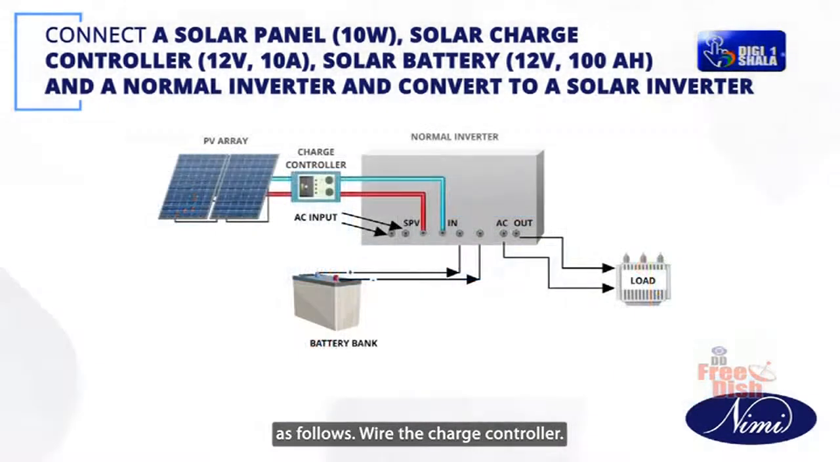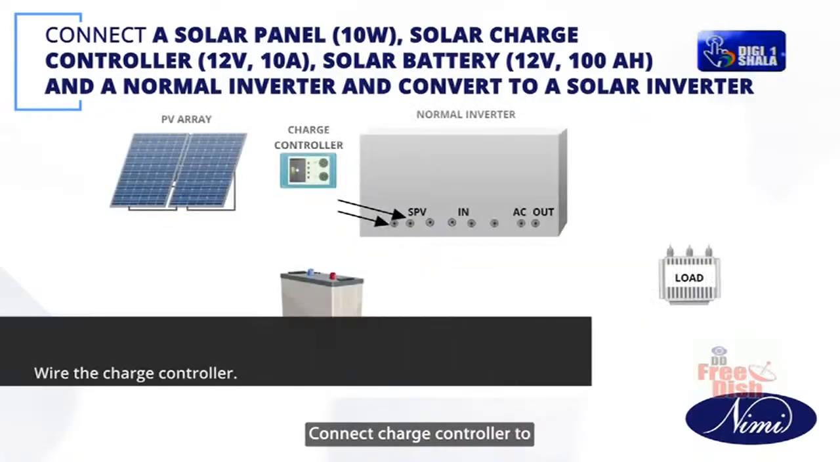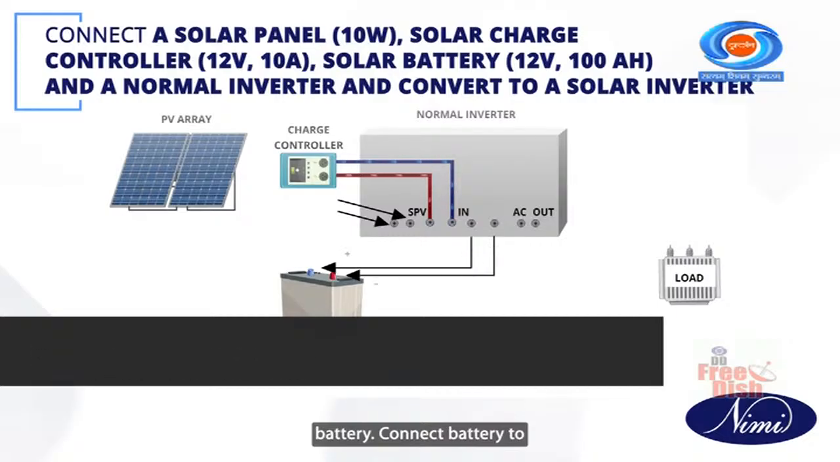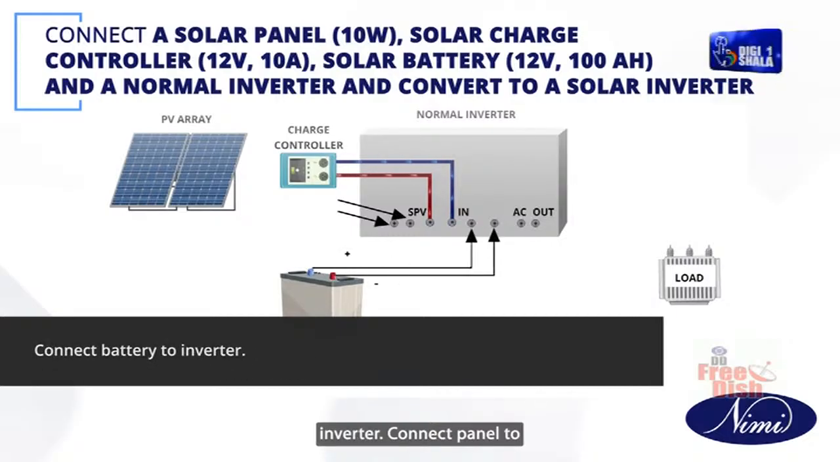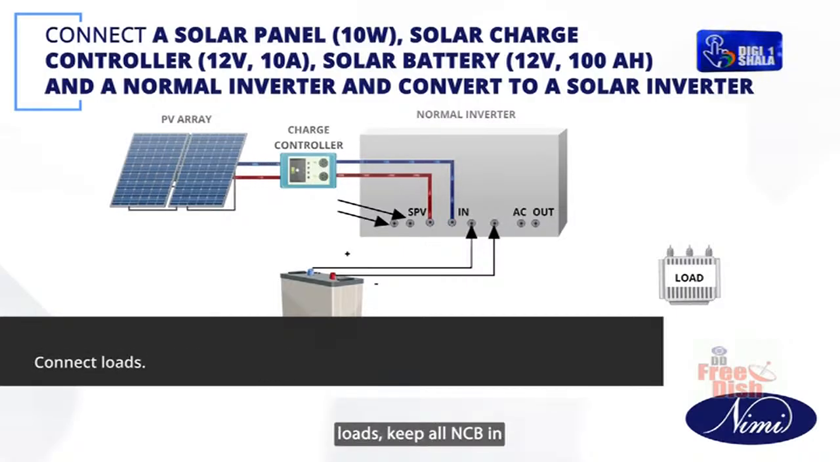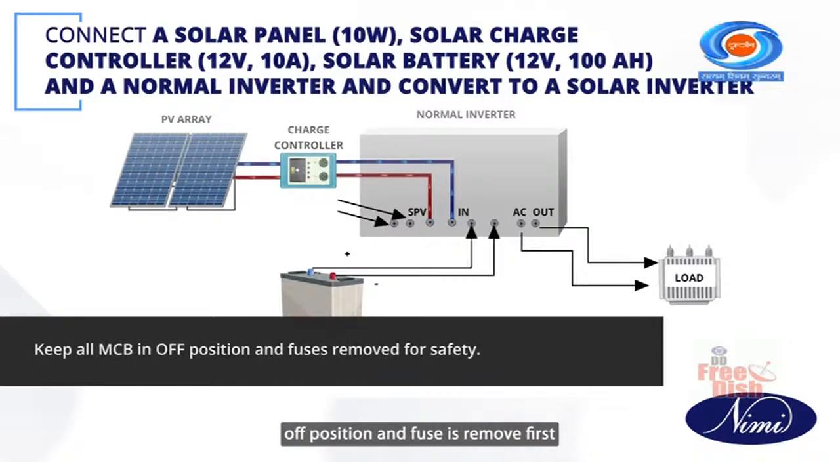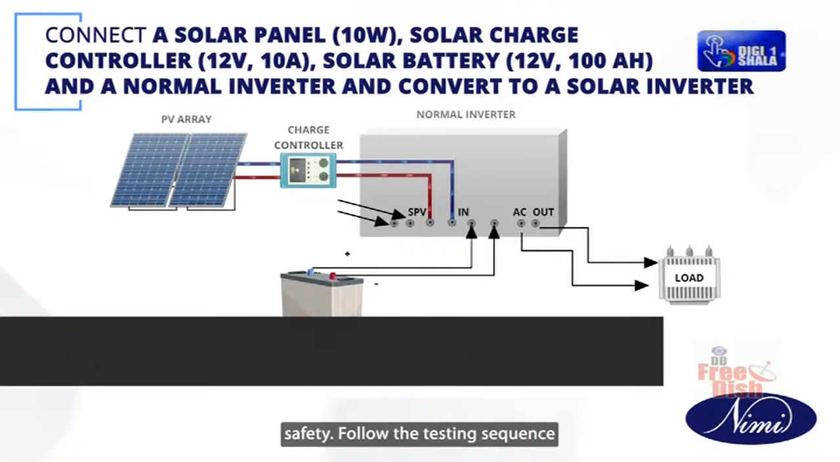Wiring sequence are as follows. Wire the charge controller. Connect charge controller to battery. Connect battery to inverter. Connect panel to charge controller. Connect loads. Keep all MCB in off position and fuses removed for safety.